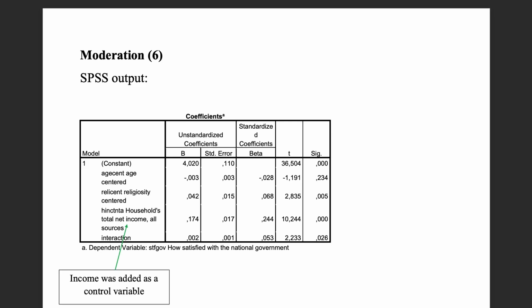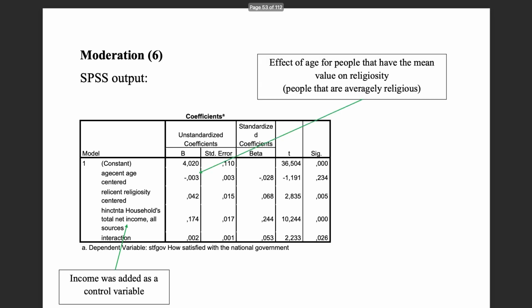Again, just to have an example, no deep thought went into that, but just to show you that you can include control variables, and you should include control variables as well in your model. So income just as a control variable, and then the main effect of age. That's great, because we use the mean-centered version of age. The coefficient we find for that is minus 0.003.